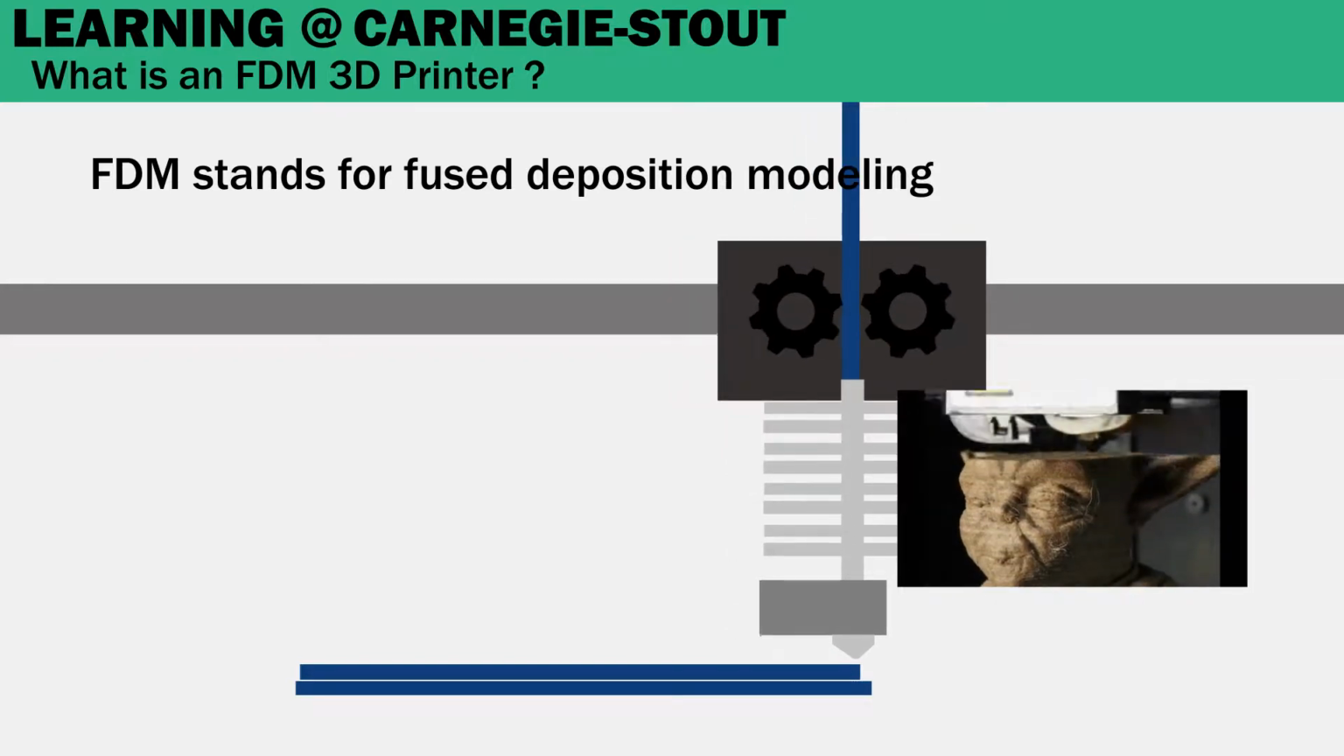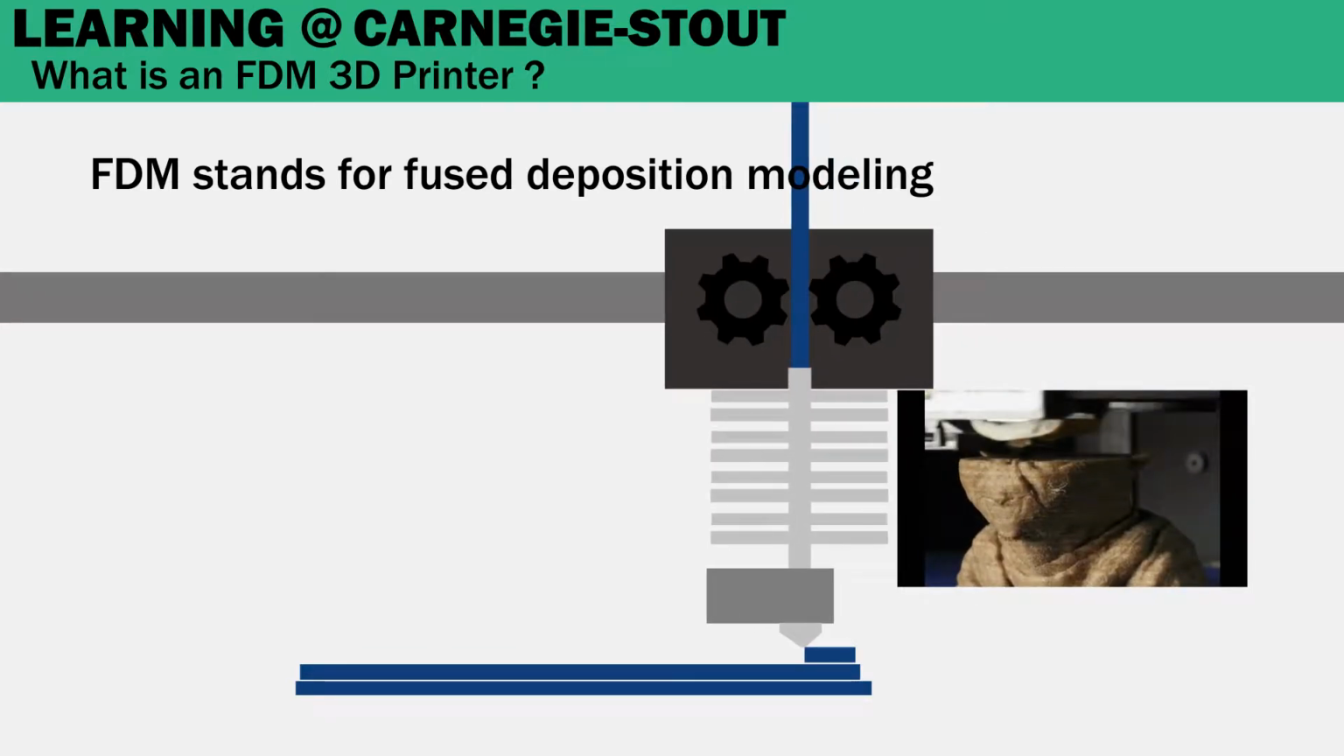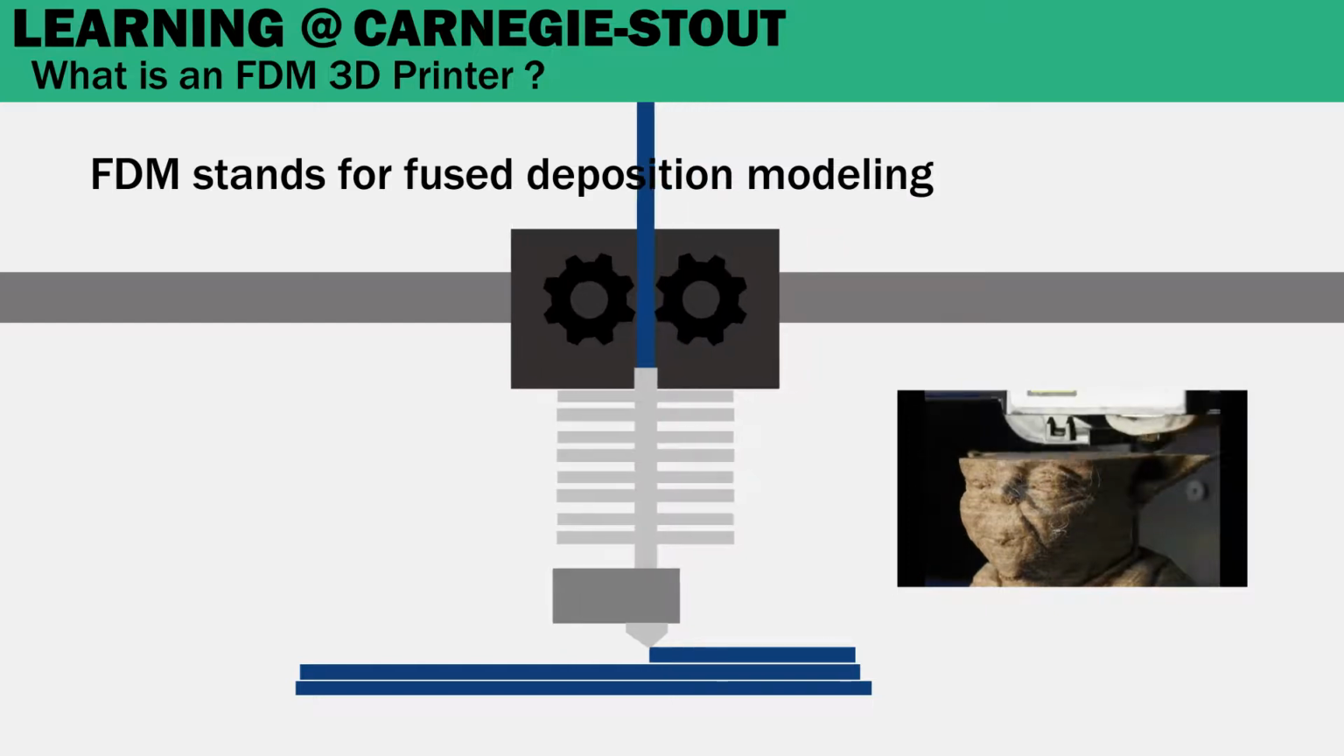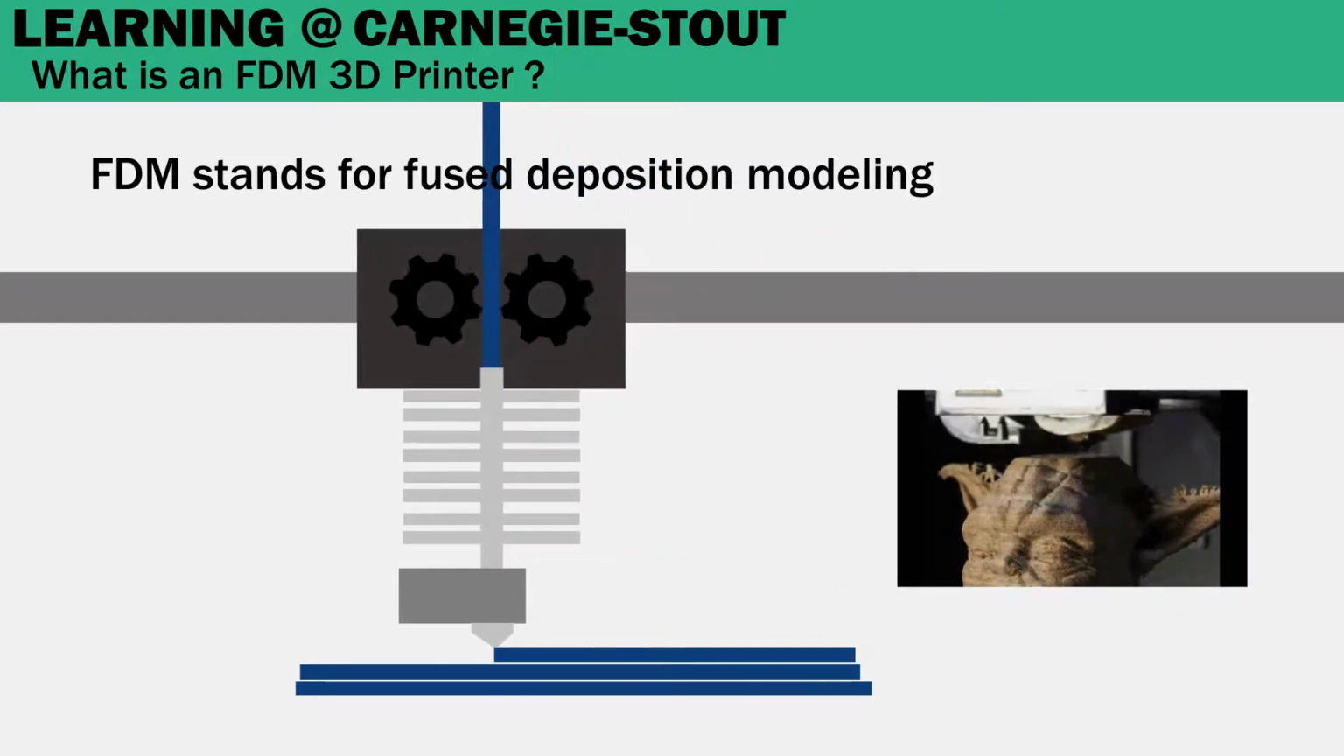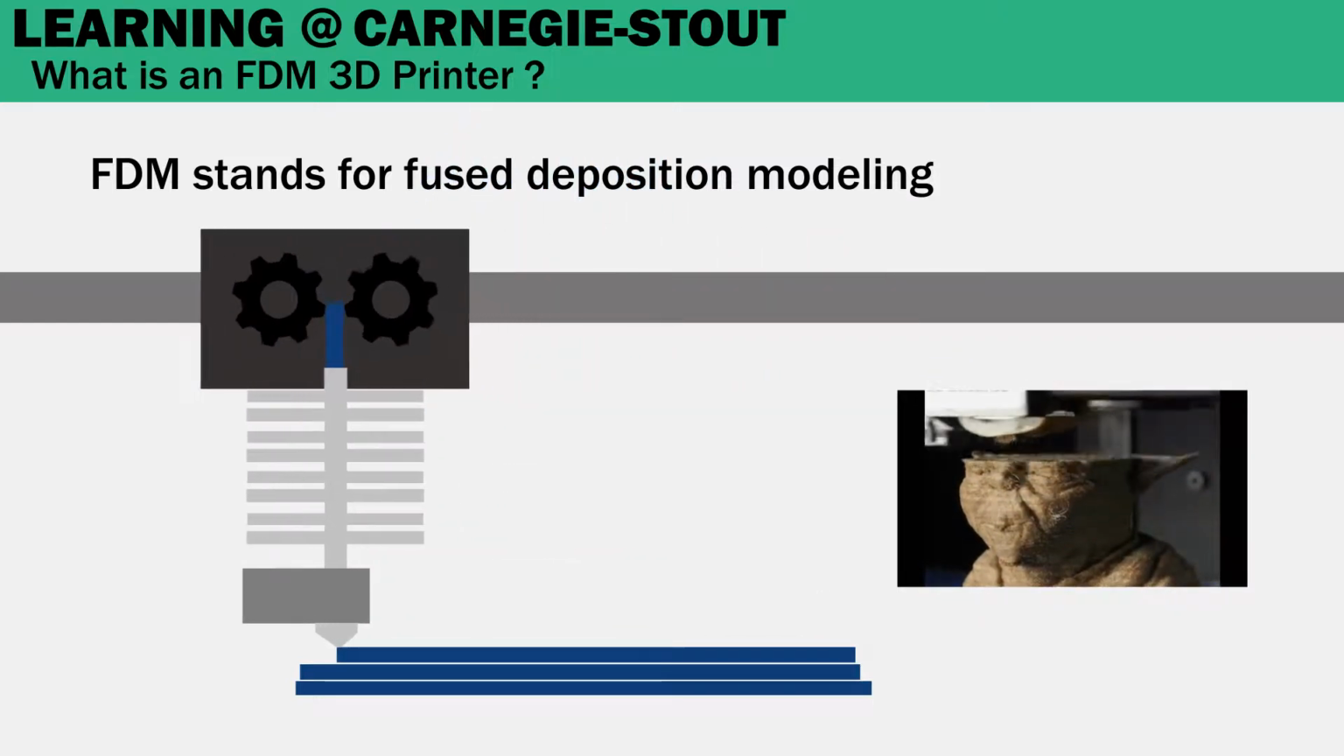A model is made of sometimes thousands of layers of plastic. It is definitely a slow process. Models only a few inches high will take a few hours to print, while larger, more detailed models will take dozens of hours to complete.